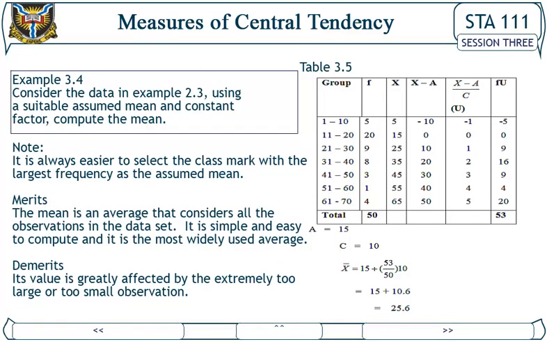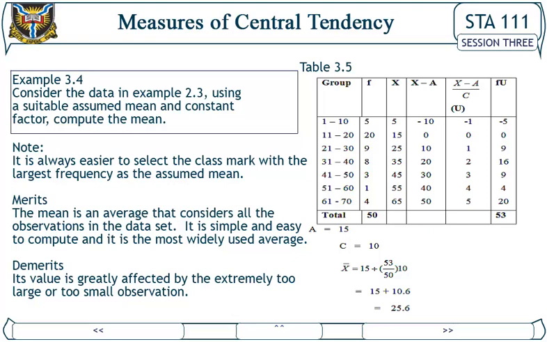Example 3.4. Consider the data in example 2.3, using a suitable assumed mean and constant factor. Compute the mean. a equals 15, c equals 10. Mean equals 15 plus 53 over 50 in brackets times 10 equals 15 plus 10.6 equals 25.6. Note, it is always easier to select the class mark with the largest frequency as the assumed mean.